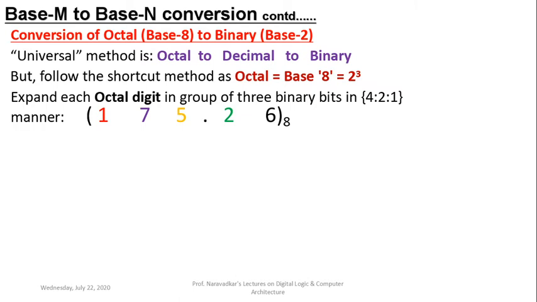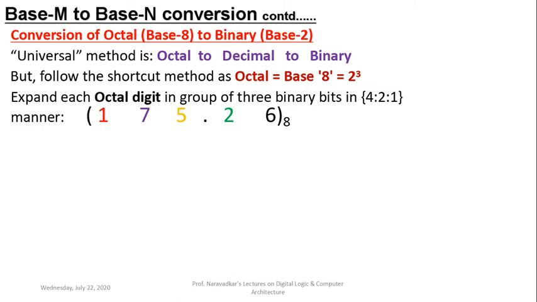Here is the example of octal given, 175.26 octal. Now what we require here: digit 1, shown in red color, I want to express in 3 binary bits using weightages 4, 2, 1. I know that the 4 weight should be 0, meaning the MSB, the extreme left bit, is 0. 2 is also not required, 0, but 1 is required. So this 1 can be expressed or expanded as 0, 0, 1.